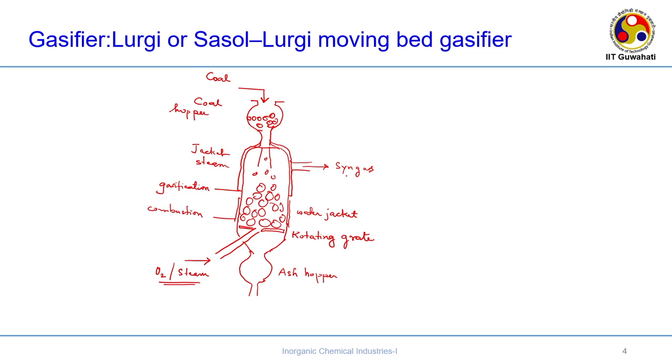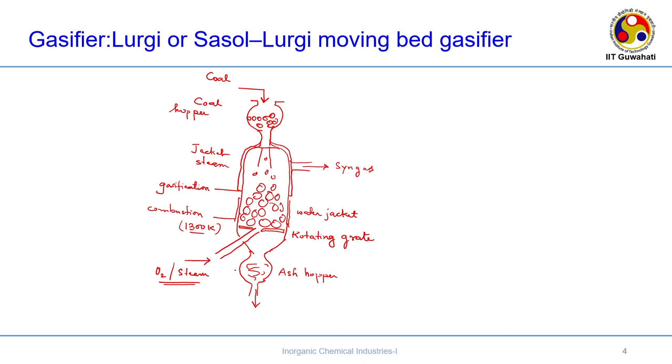So this is the raw hot syngas coming outside, and this is a rotating grate. Now you must understand that the coal is fed from the top, and oxygen and steam are sent from the bottom. So here you have the ash content. Ash will come out here, and this is the way the design is made. The temperature in this part is around 1300 Kelvin, but the important thing is that it should be less than 1300 Kelvin.